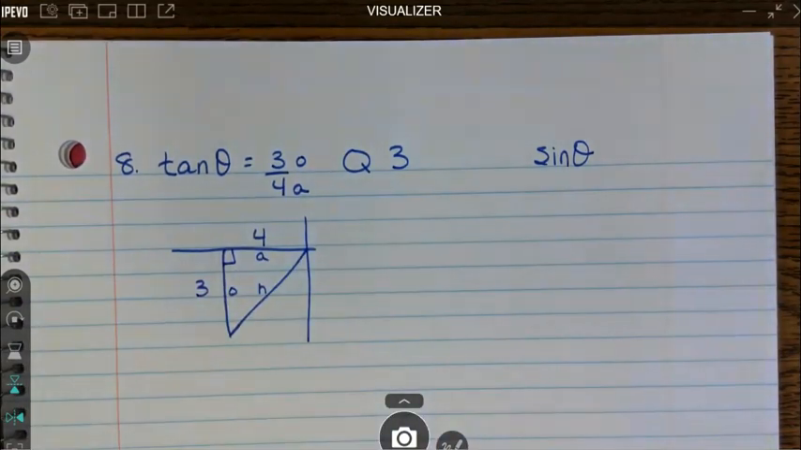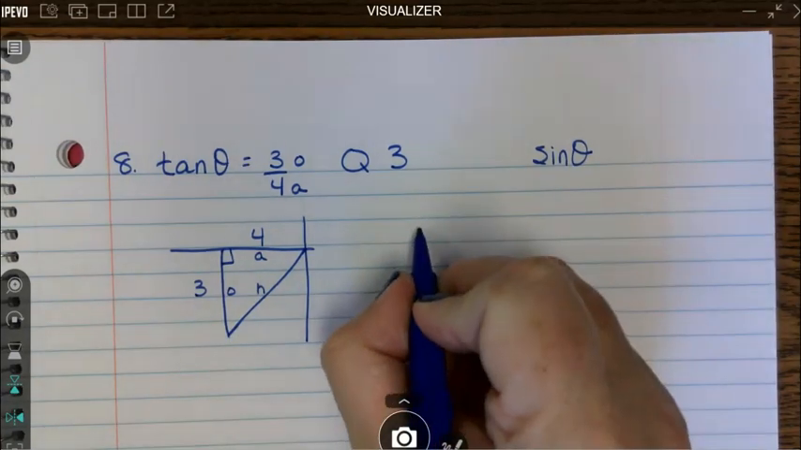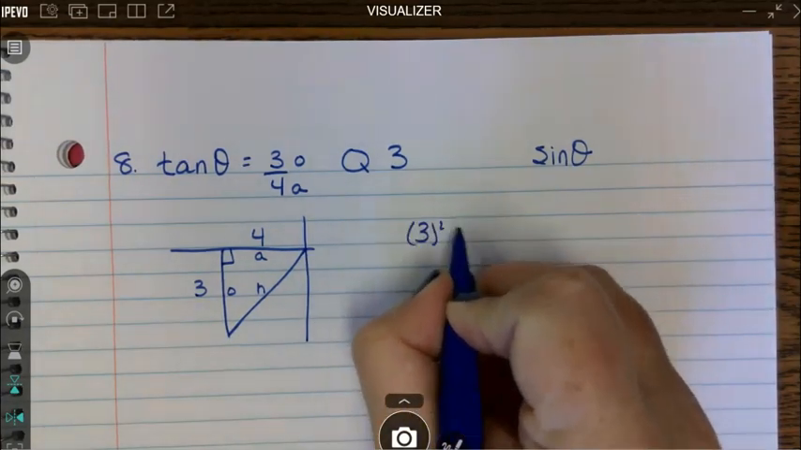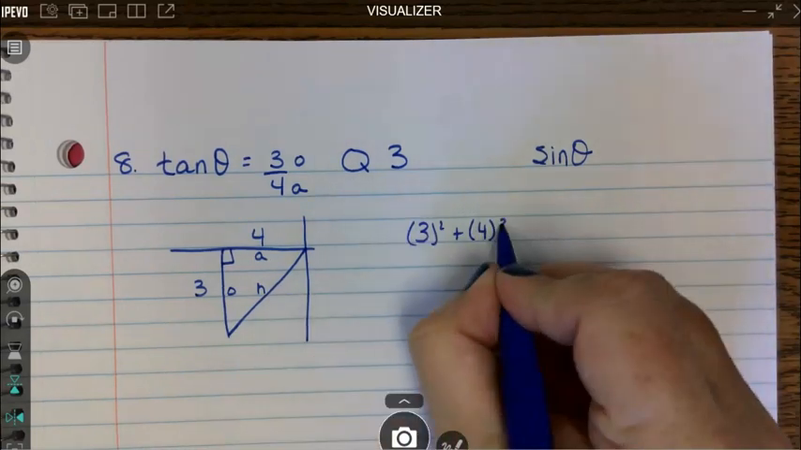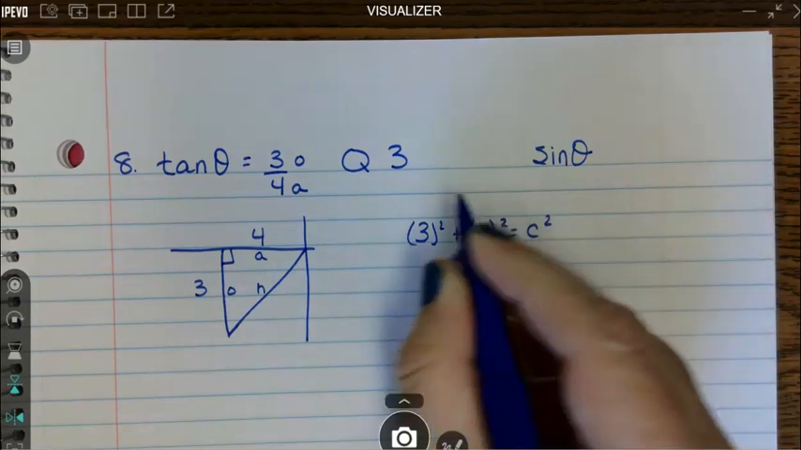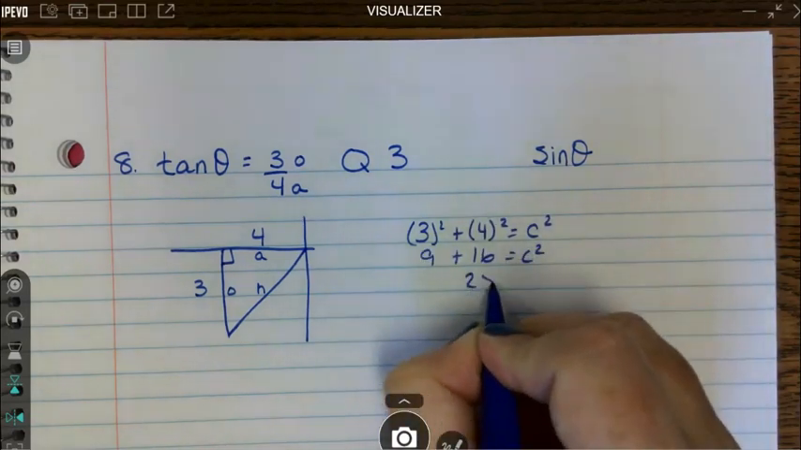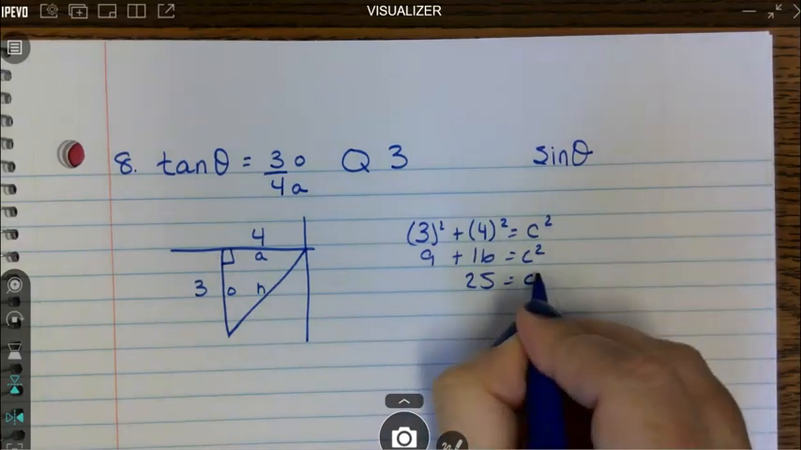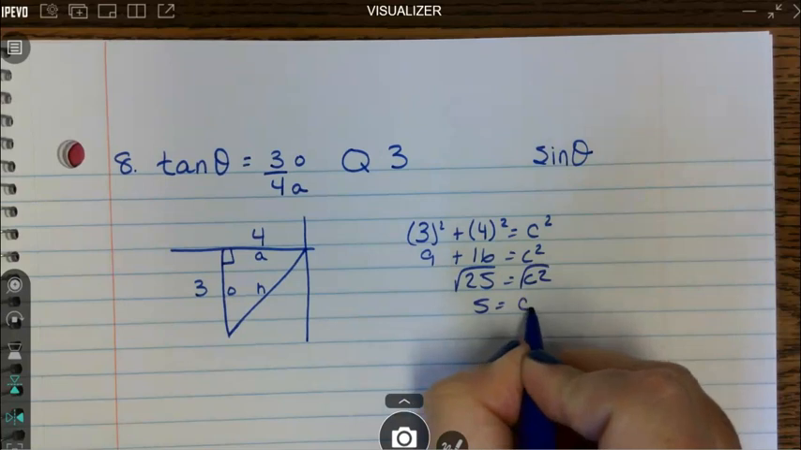So this is going to be, again, we got to find our Pythagorean theorem. So 3 squared plus 4 squared. Because we're trying to find our hypotenuse, we're finding our c. So 9 plus 16 is c squared. So this is 25. Square root both sides, and we get 5.